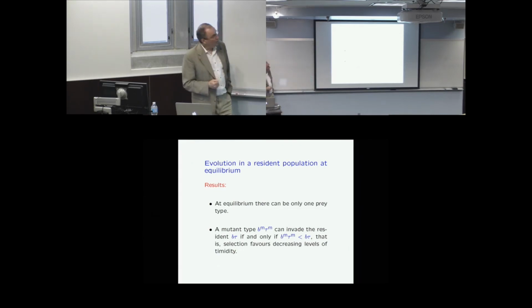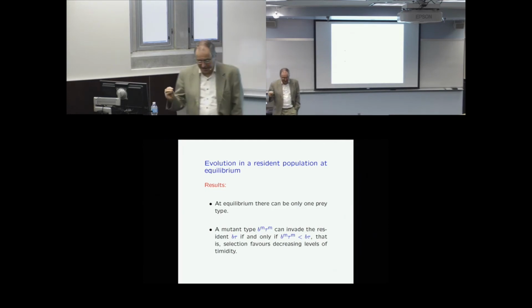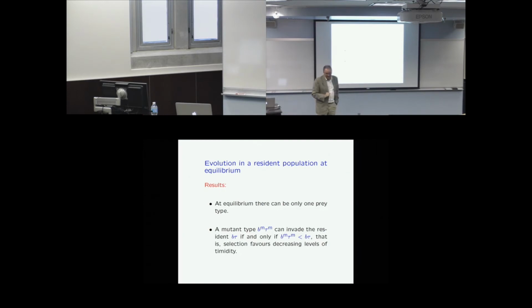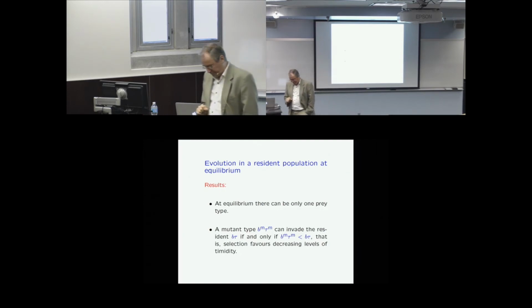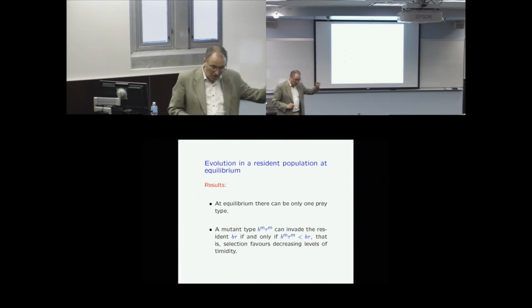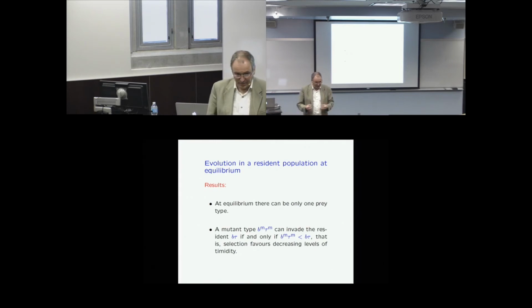And also, when we have a steady state situation, then a mutant type can invade only if it has less timidity. So natural selection drives the system towards decreasing levels of timidity. And this means that one possibility is that the timidity goes all the way to 0, and then we end up with the Holling type 2 functional response. So this is one way in which the Holling type 2 functional response might have evolved by natural selection.